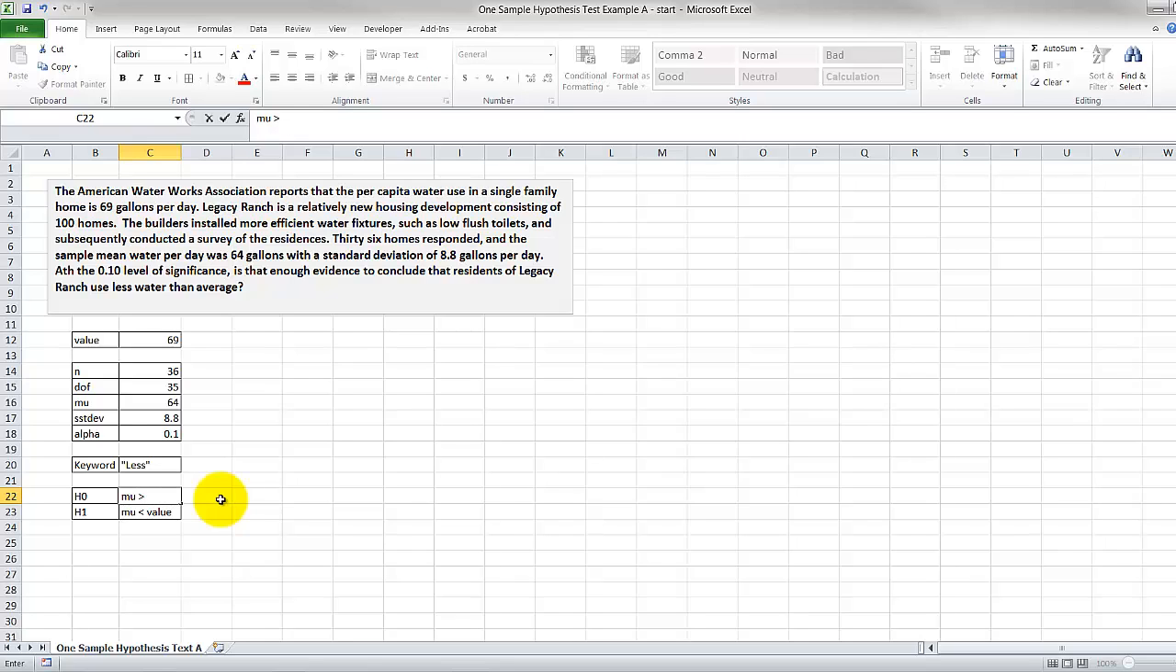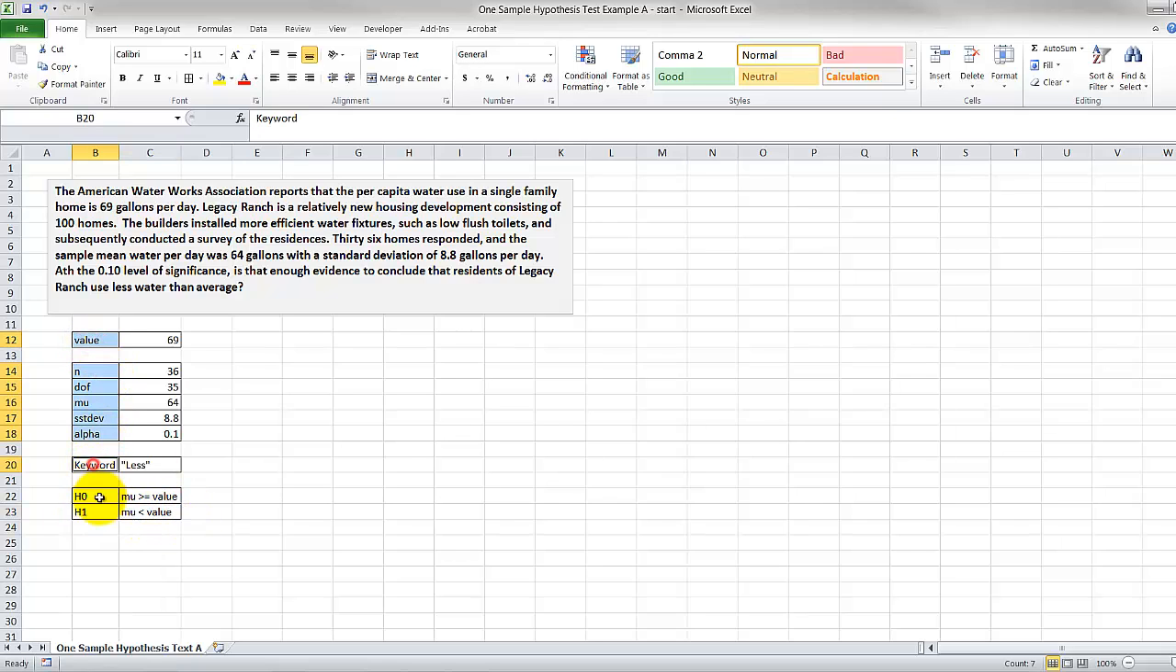And we know that the null has to have an equal sign. That's the way to do it. Your null, your H0, will always have an equal sign. The alternative never does. So is this greater than value? So we need to see if there's enough evidence to conclude that yes, mu, our sample average, is less than, or I should say less than the value.